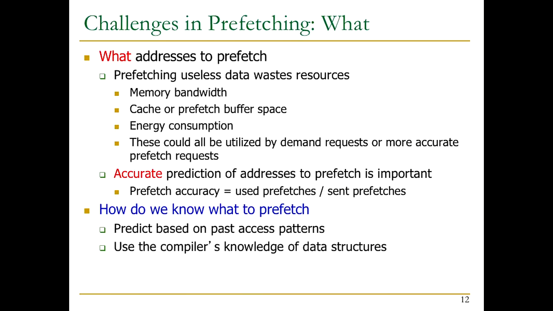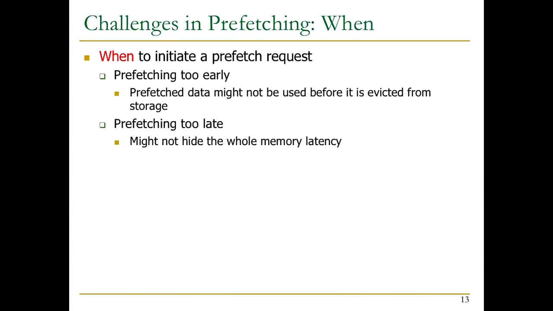So the key question is, how do we know what to prefetch? Right? So we can predict based on past access patterns, use the compiler's knowledge of the data structures. We're going to see different techniques. In run-ahead execution, you saw how we knew what to prefetch, right? We basically pre-executed the program. That's one way of doing prefetching. So the prefetching algorithm determines what to prefetch. Since you know about run-ahead execution, the algorithm in run-ahead execution was to execute the program and handle the valid and invalid data. But prefetching algorithms vary very widely.